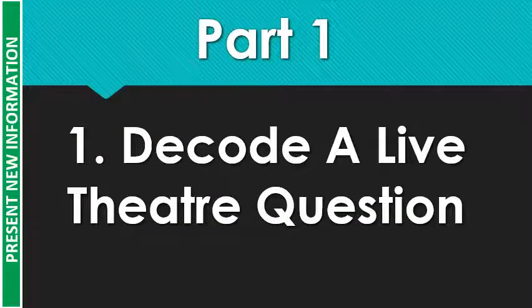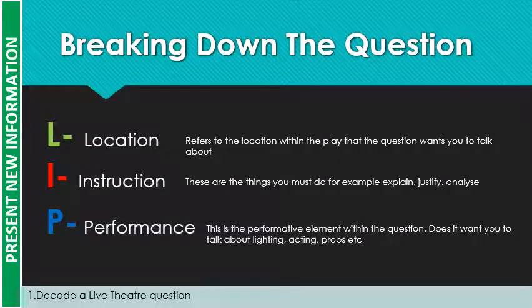So let's get into it then. Part 1, which is to decode a live theatre question. Now, when we break down the question, we need to use an acronym, and the acronym that I'm going to teach you is LIP. L stands for location, I stands for instruction, and P stands for performance.